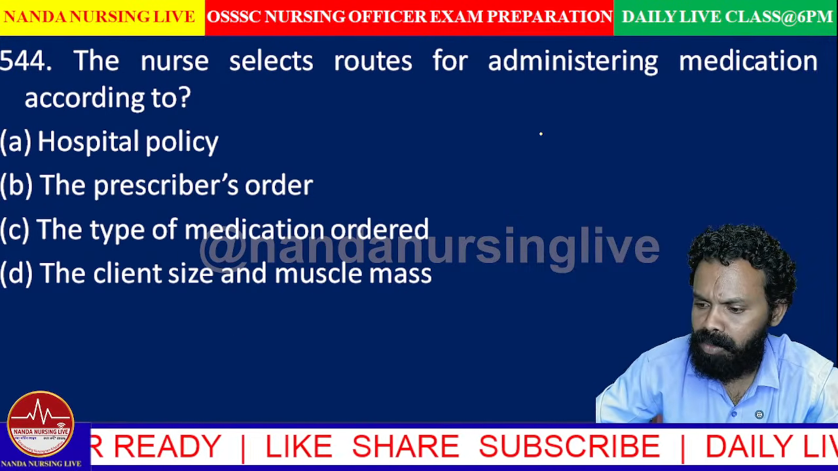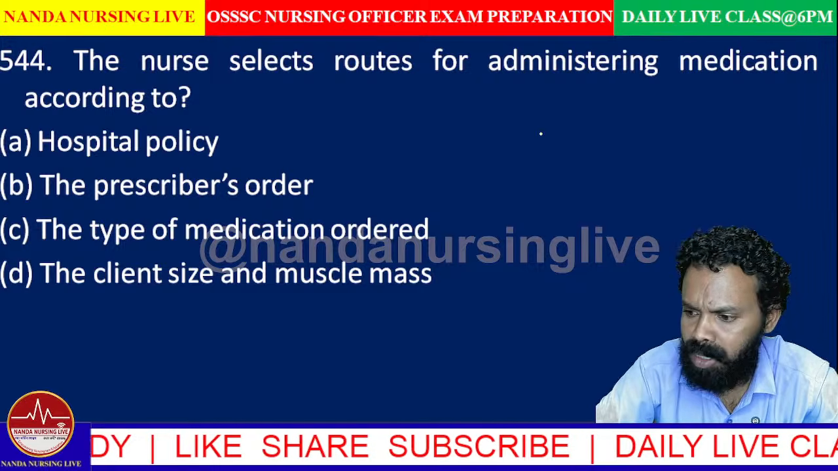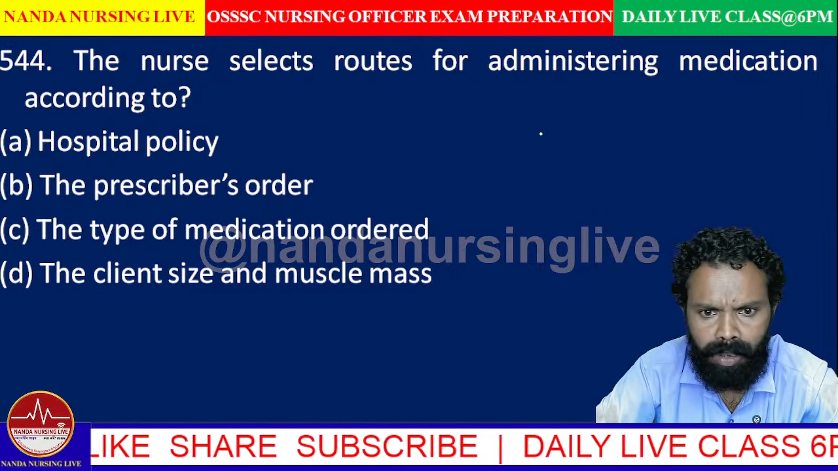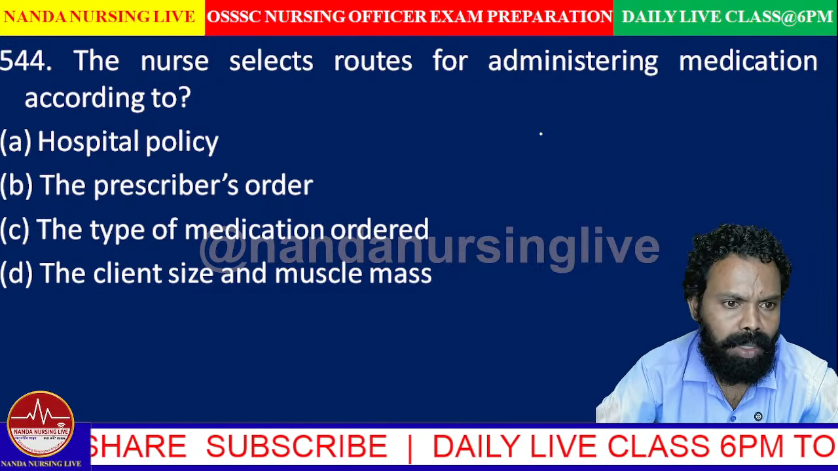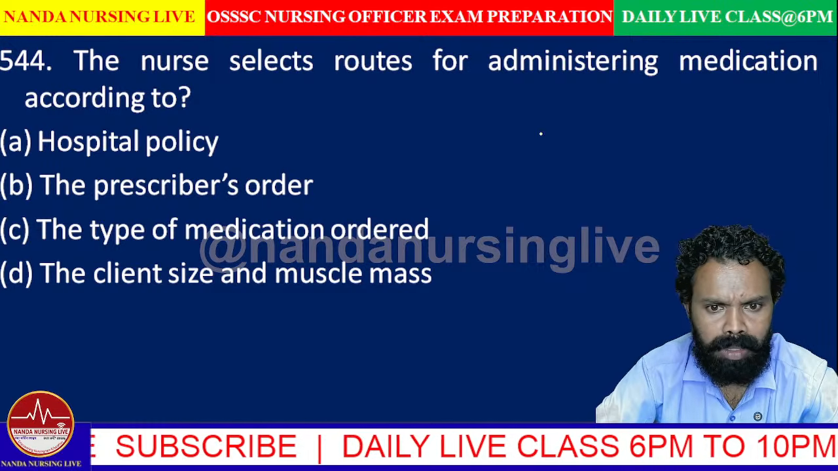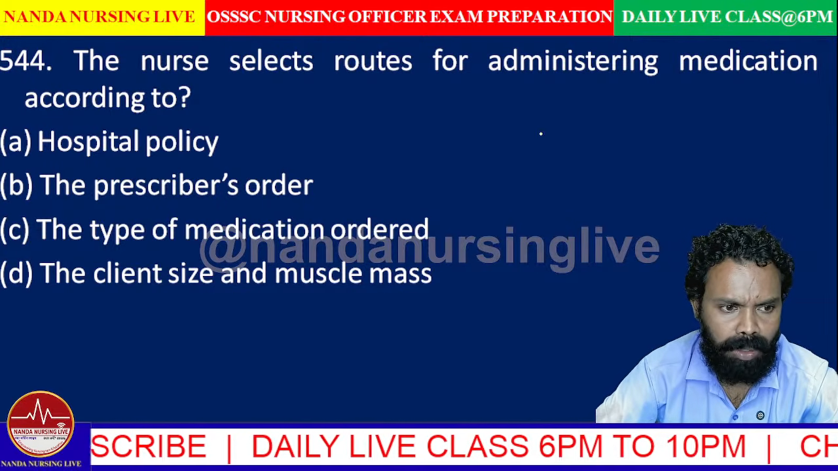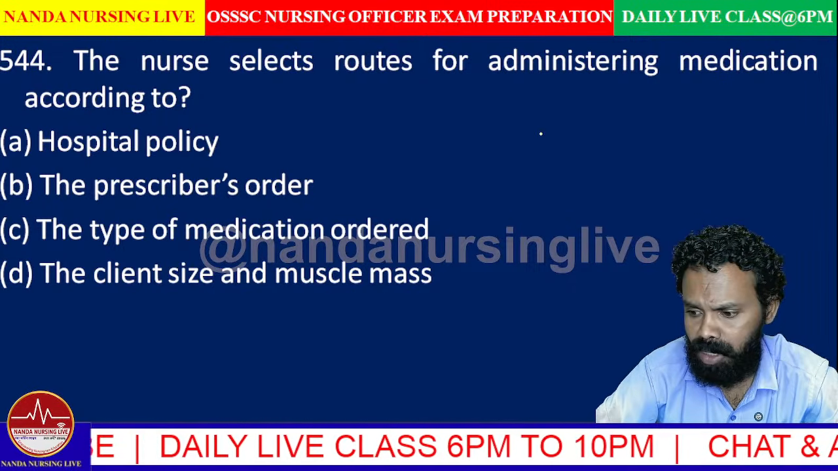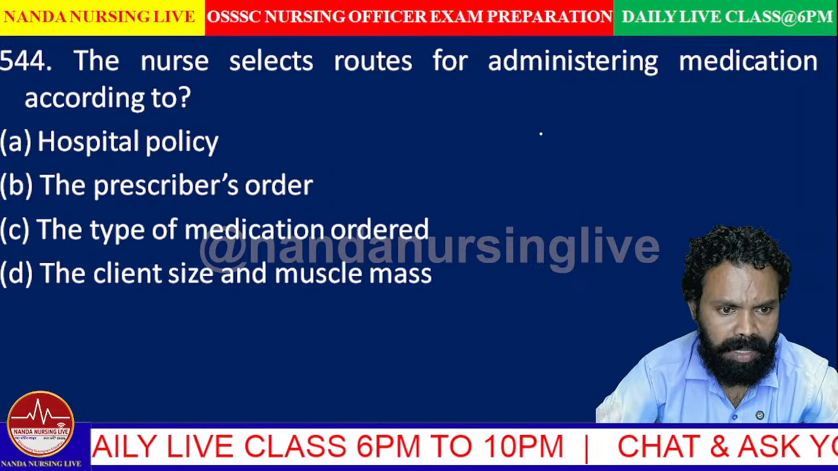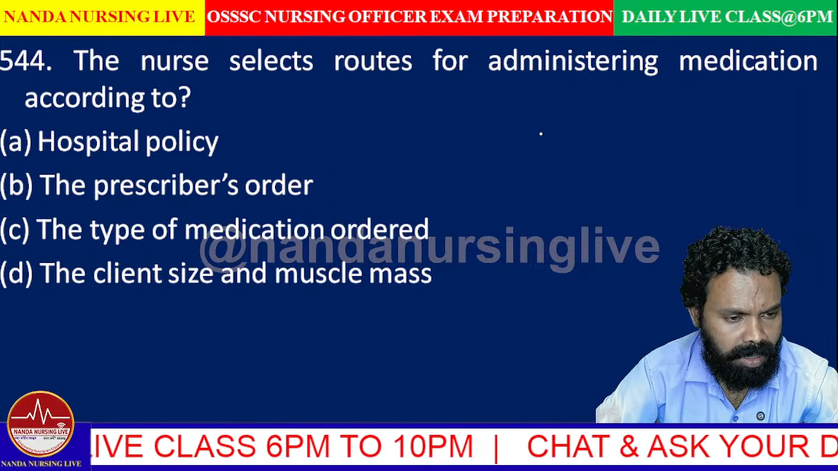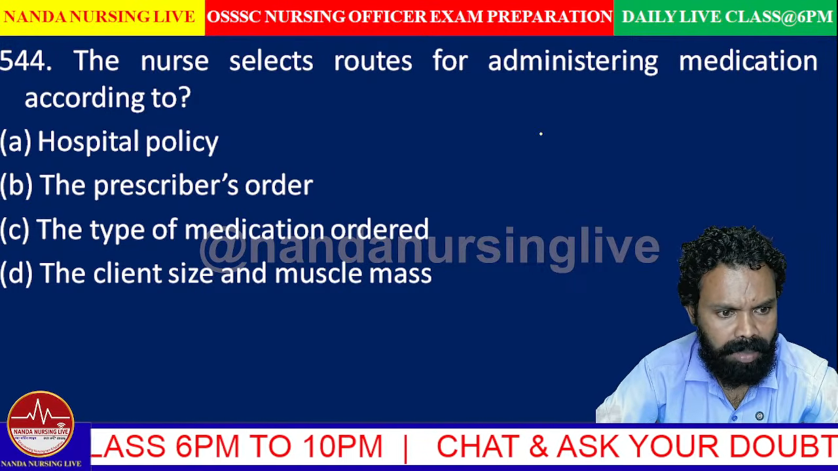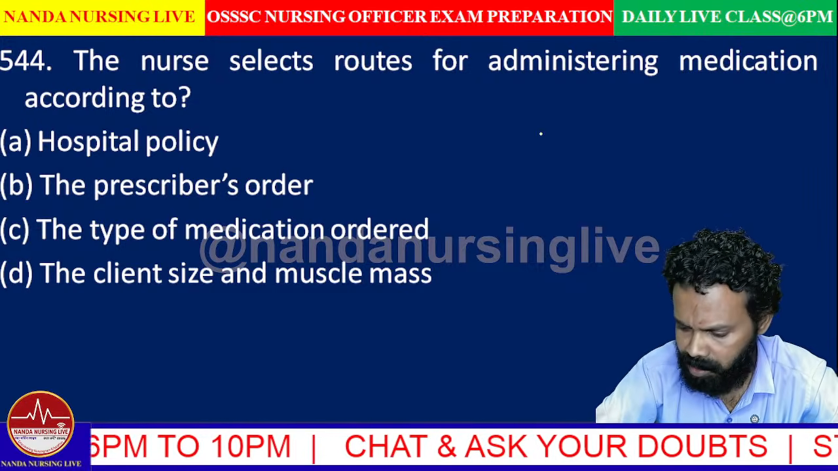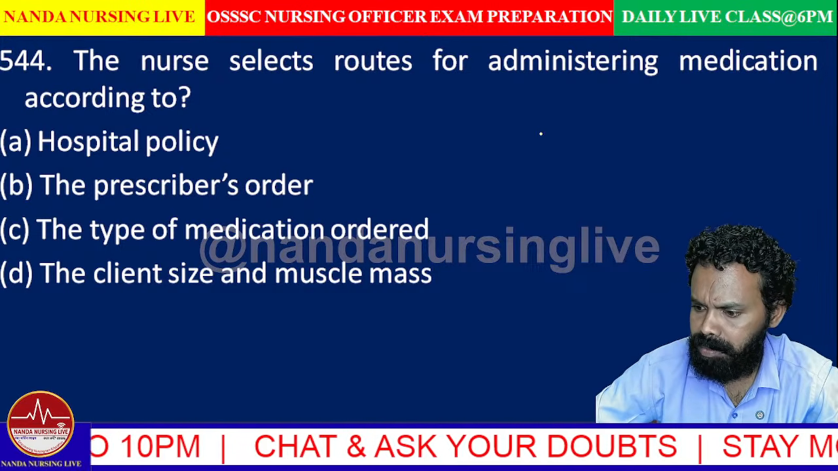Next question, question number 544. The nurse selects routes for administering medications according to. Option A is hospital policy. Option B is the prescriber's orders. Option C is the type of medications ordered. Option D is the client size and muscle mass. So which option is the correct answer?